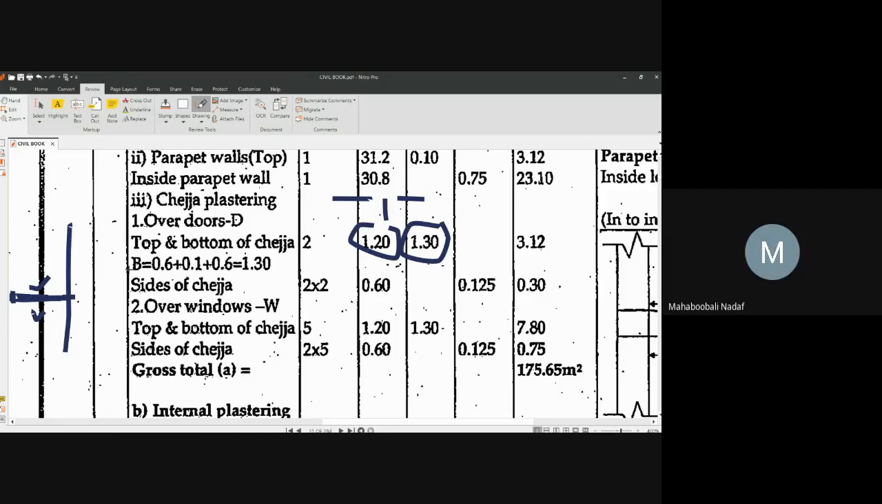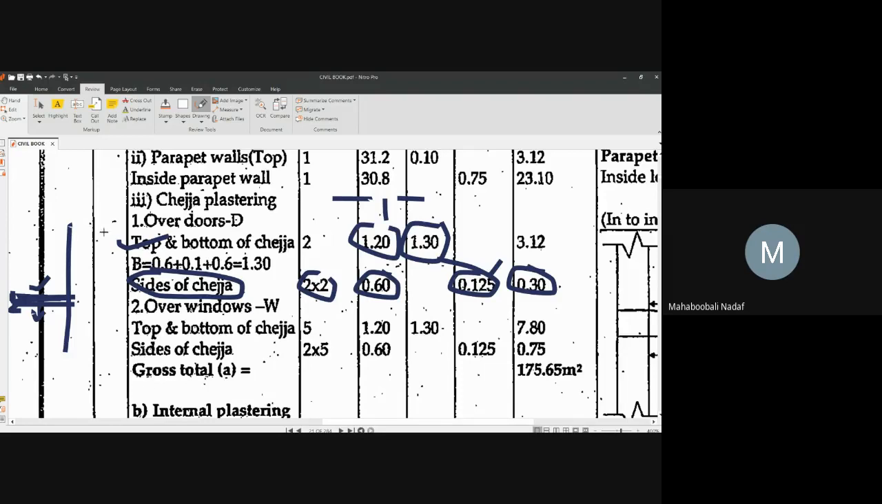Everyone, is this step clear? Yes, sir. The sides of the Chaja are not so important. On either side, this side and that side, 2 into 2, its length is 0.6 and its depth is 0.125. It is written here. From here to here it is 0.6. Two sides here, two sides there, so that is why it is given like this. Not a big thing.